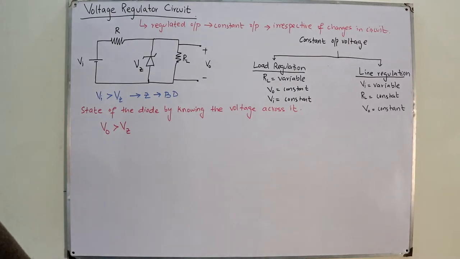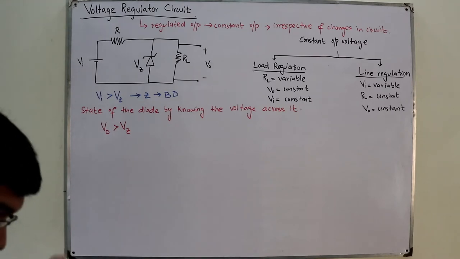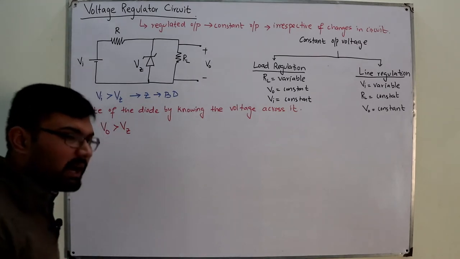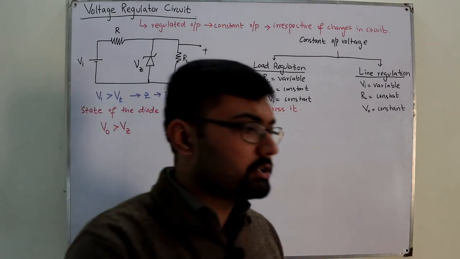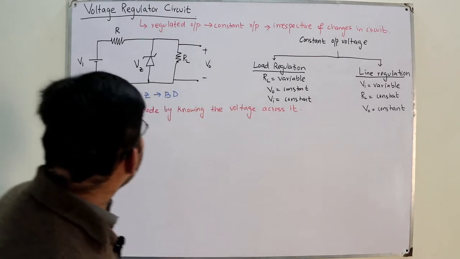Isn't it like this? It is. And V output is what? What is V output? You apply the Thevenin theorem. I don't know the Thevenin theorem. I do not know the other. What is the Norton theorem? I don't know these things, by name I don't know. What do you have to do?